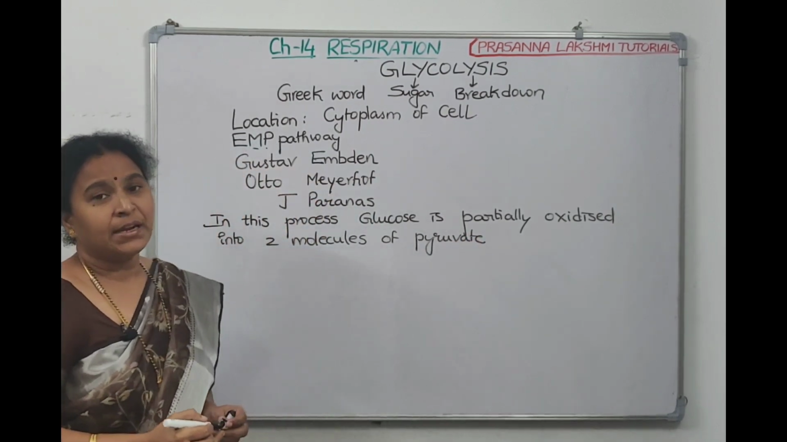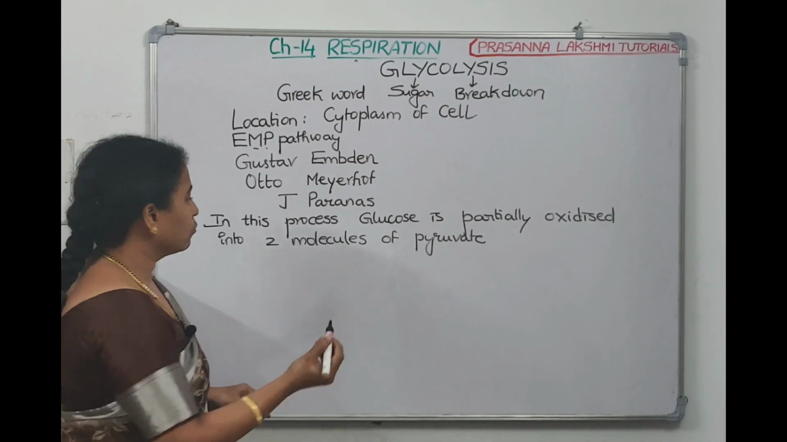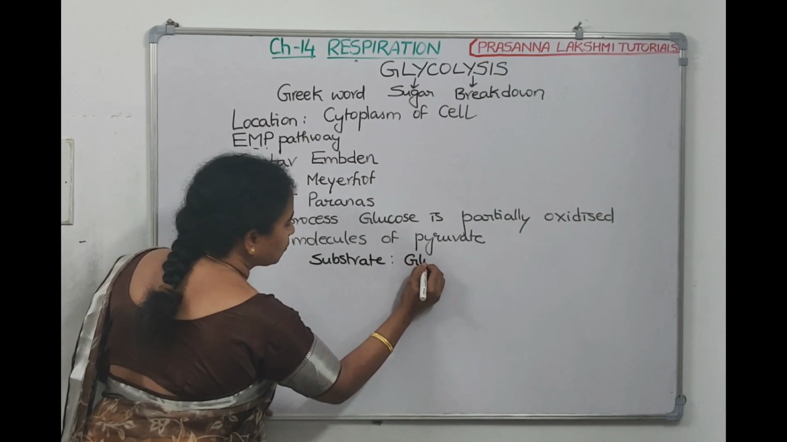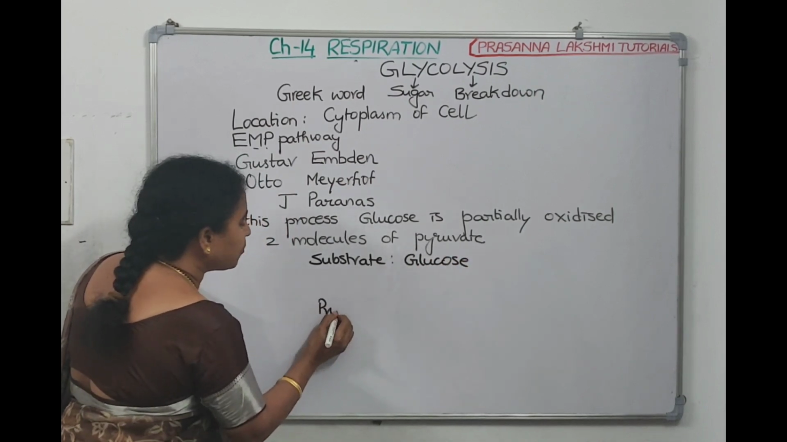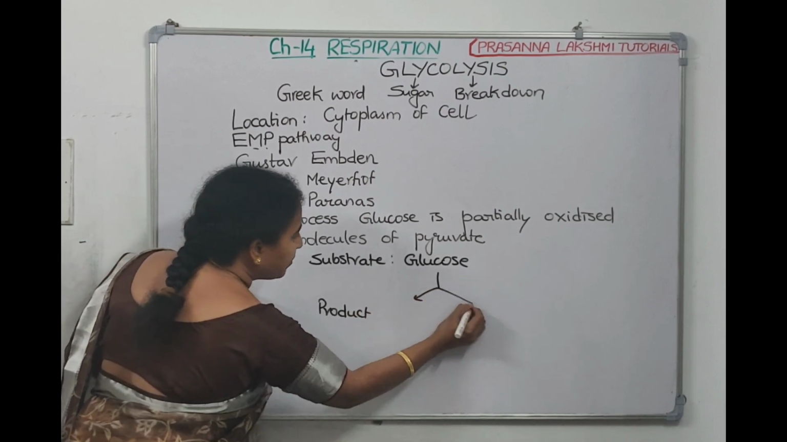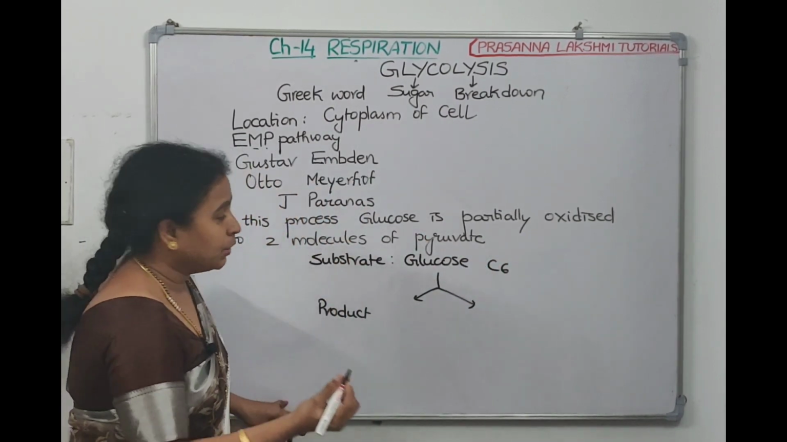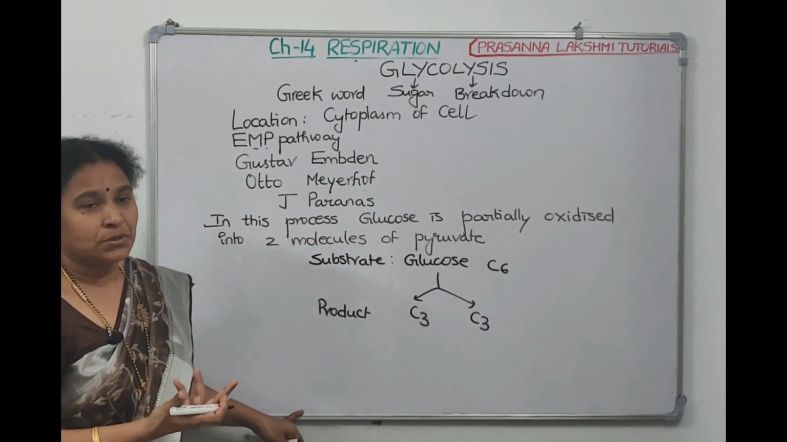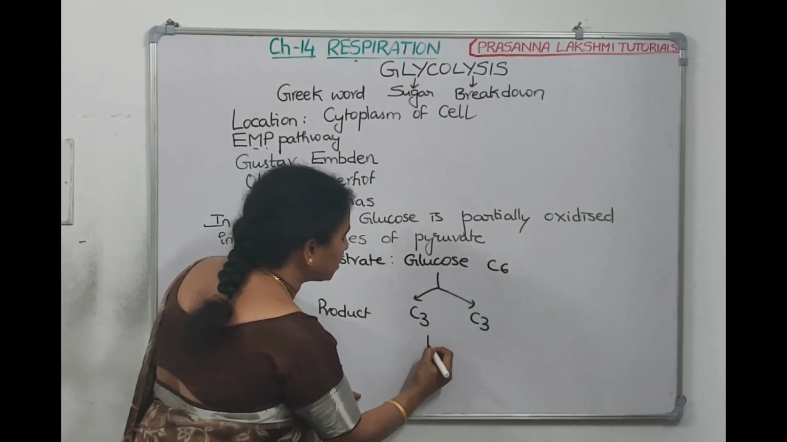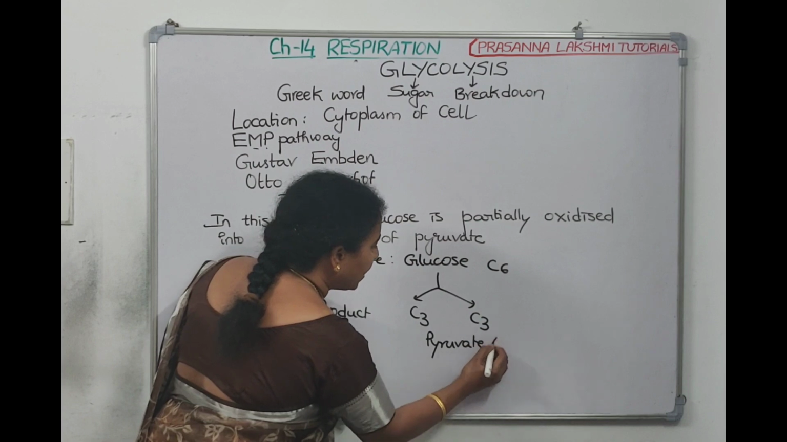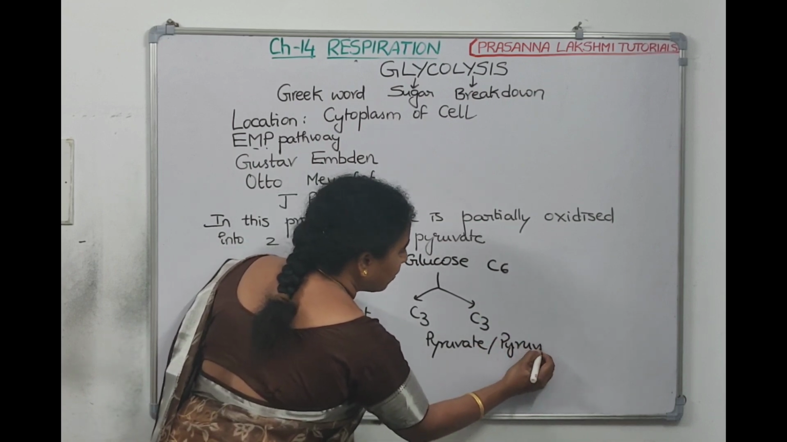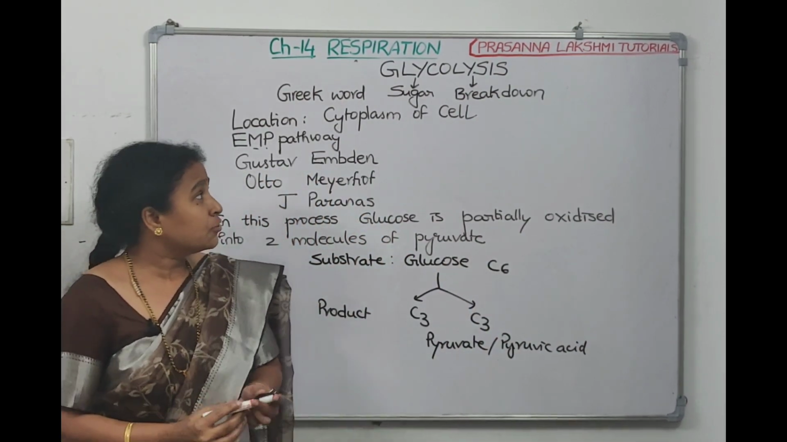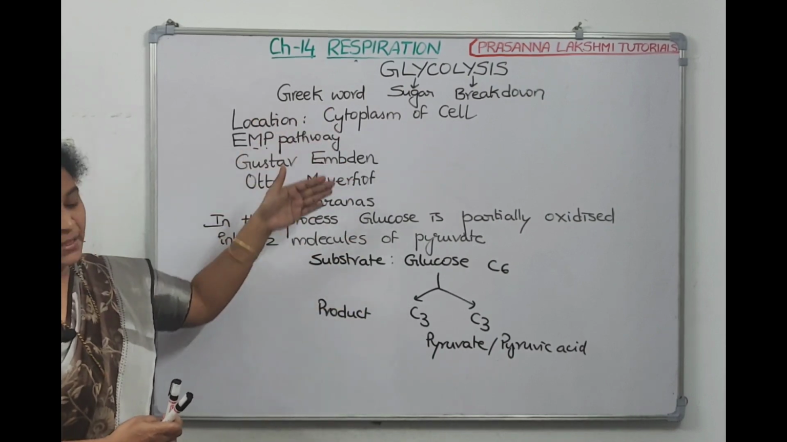2 molecules of pyruvate. Means glycolysis starts with glucose. Means who is the substrate? The substrate is glucose molecule. And what is the product of glycolysis? We are breaking the 6-carbon compound into 2 3-carbon compounds. What are the 3-carbon compounds? That is a product. It is called as pyruvate, or we can call it as pyruvic acid. So, understood, children? We will see now the steps of glycolysis. Take the screenshot of this.